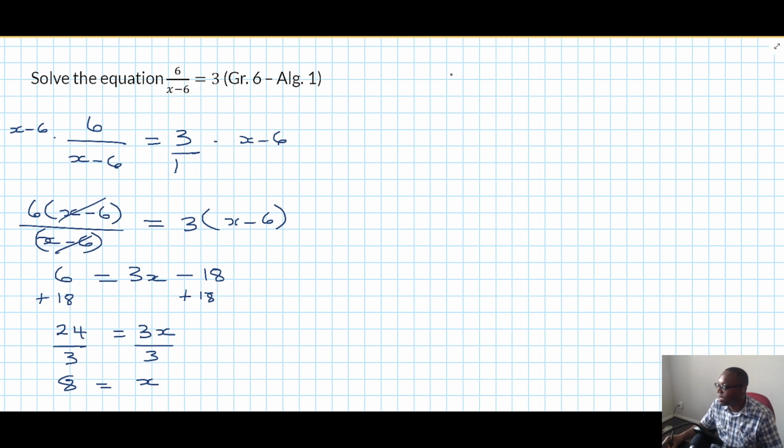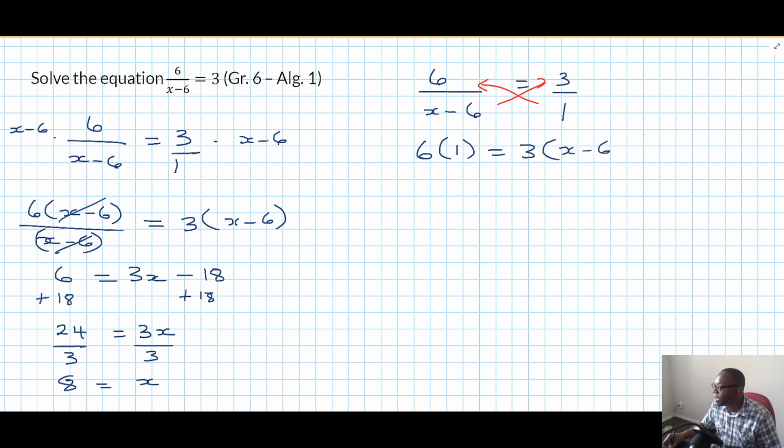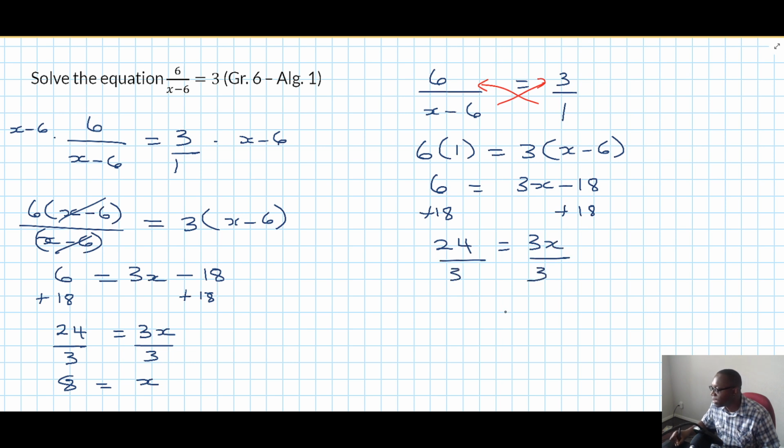Another approach we could take is 6 divided by x minus 6 equal to 3 over 1. Then we'll call it cross multiply, but I like to call it cross product. So we multiply across, and we have 6 multiplied by 1 equal to 3 multiplied by (x minus 6). So 6 is equal to 3x minus 18. Let's add 18 to both sides, so 24 equal to 3x. We divide both sides by 3, so we can get the value of x. 8 is equal to x. So either way you go about it, you get the same result.